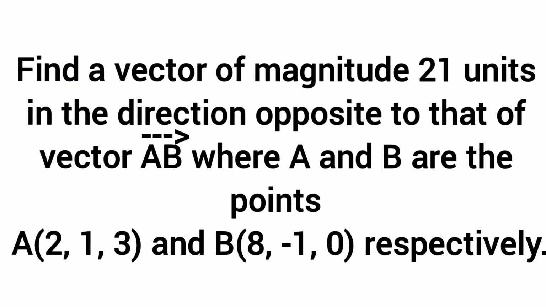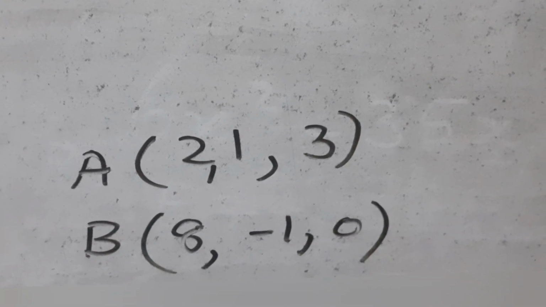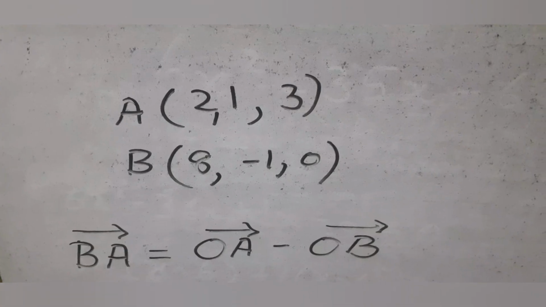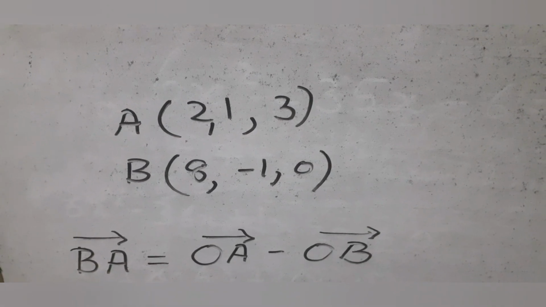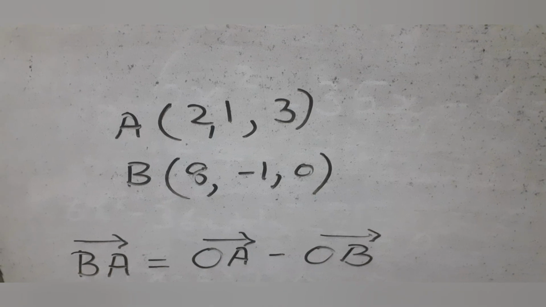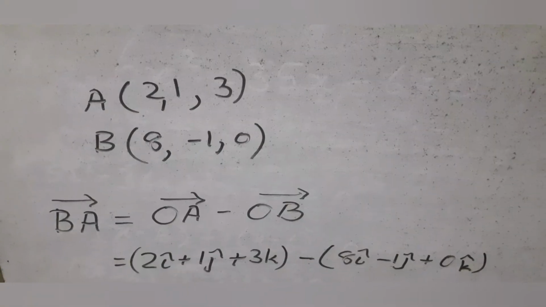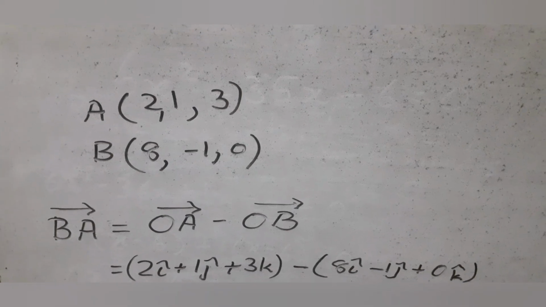Given points are A(2, 1, 3) and B(8, -1, 0). The required vector is opposite to that of vector AB, so we require a vector in the direction of BA. Now vector BA equals OA minus OB, where O is the origin. Substitute the values of OA and OB and calculate vector BA.